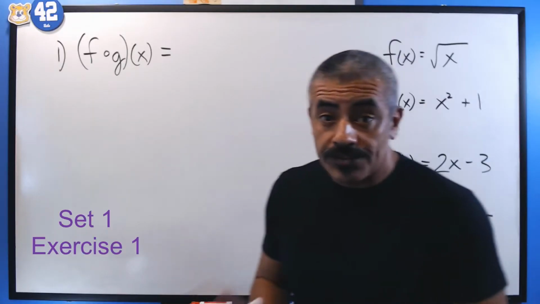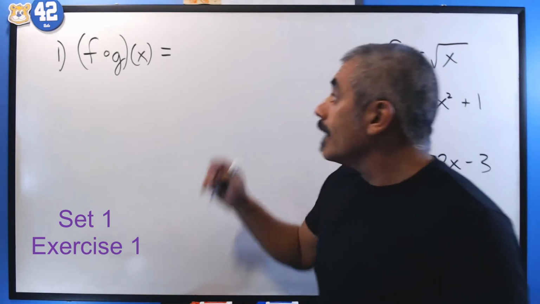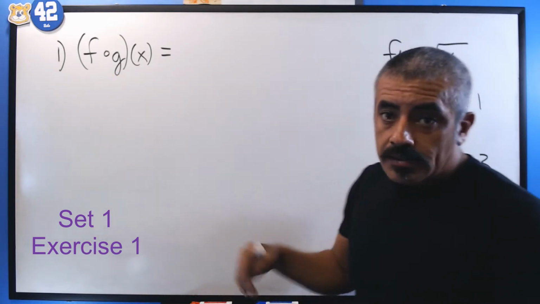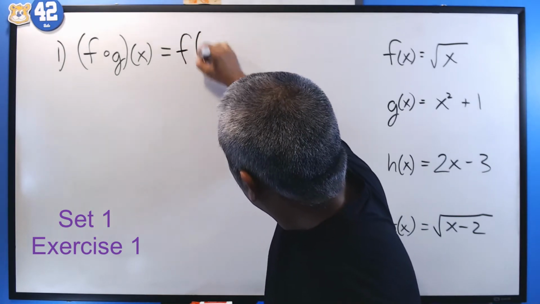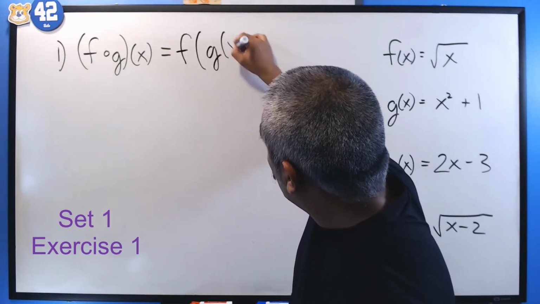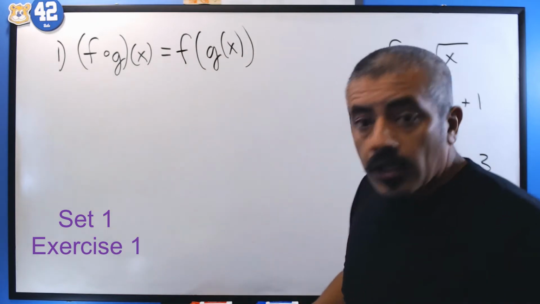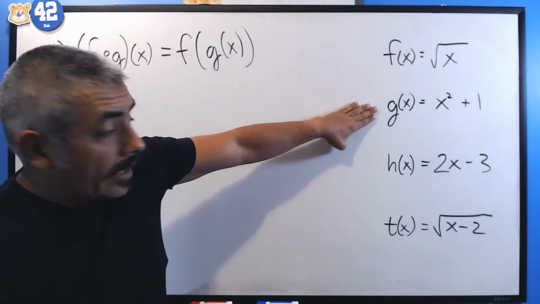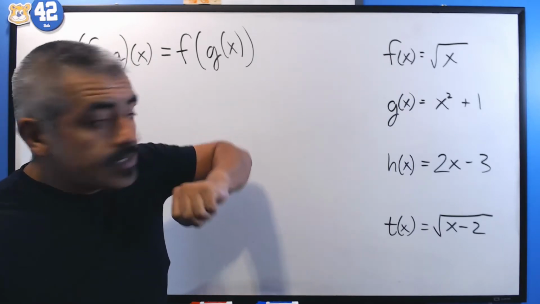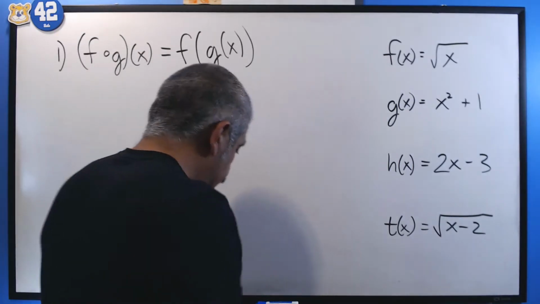Let's start with the first example in set 1, f of g of x. For this one, we know they're simply asking us for f of g of x. So the two functions that we're going to be working with are f and g. And first, let's go ahead and find their domains.